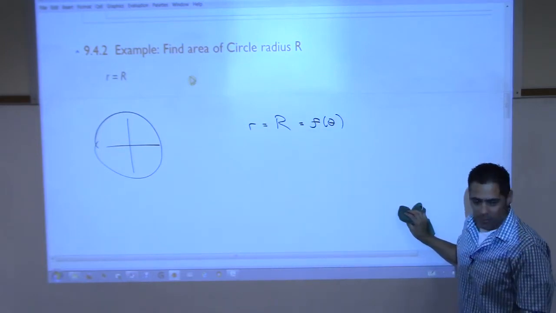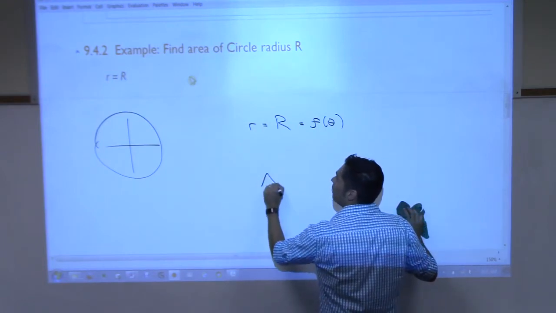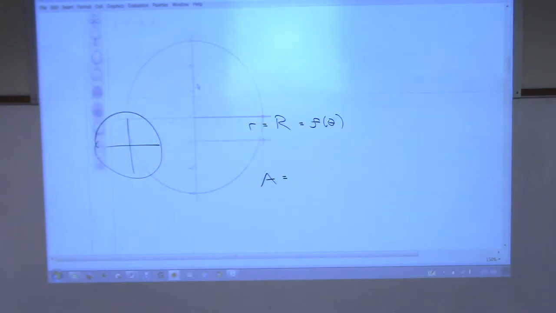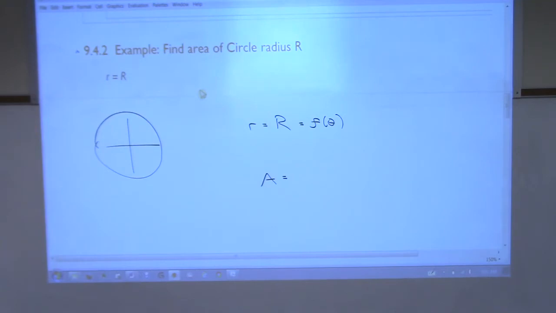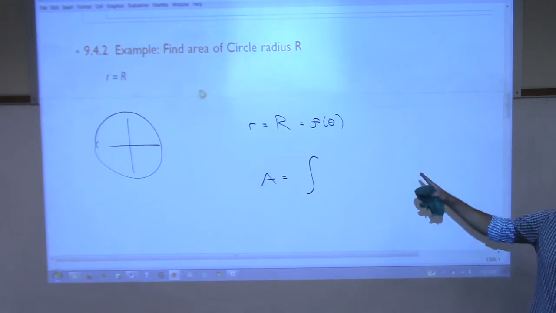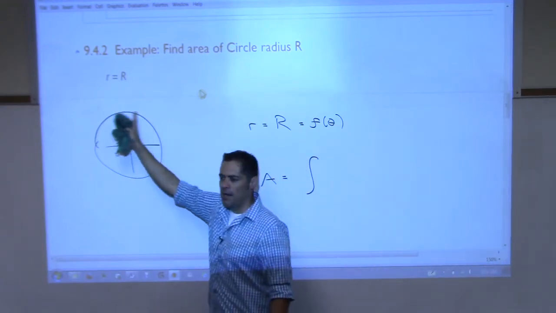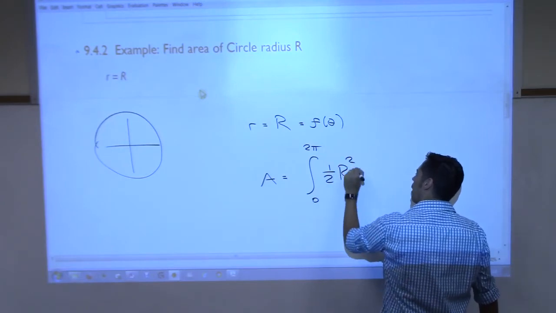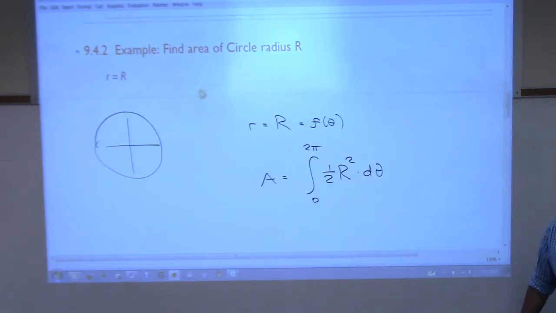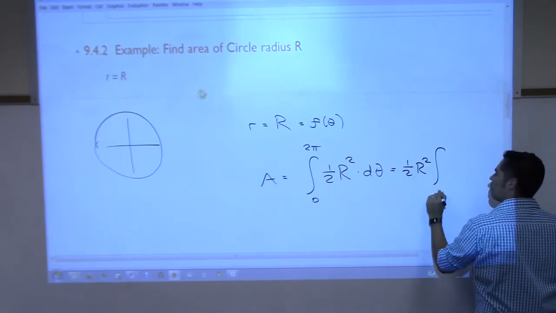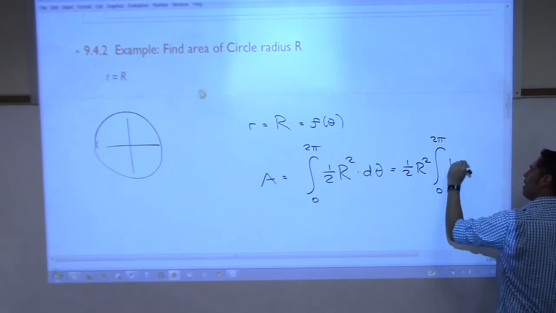So according to the formula for polar coordinates, the area of this circle, going back to the formula right there, 1/2 r squared d theta, will be the integral from a to b. So 0 to 2 pi. When we draw this, we want to just draw it one time. So 0 to 2 pi of 1/2 capital R squared d theta. And 1/2 capital R squared is all a constant, isn't it? We pull it out. So 1/2 capital R squared times the integral from 0 to 2 pi of 1 d theta.